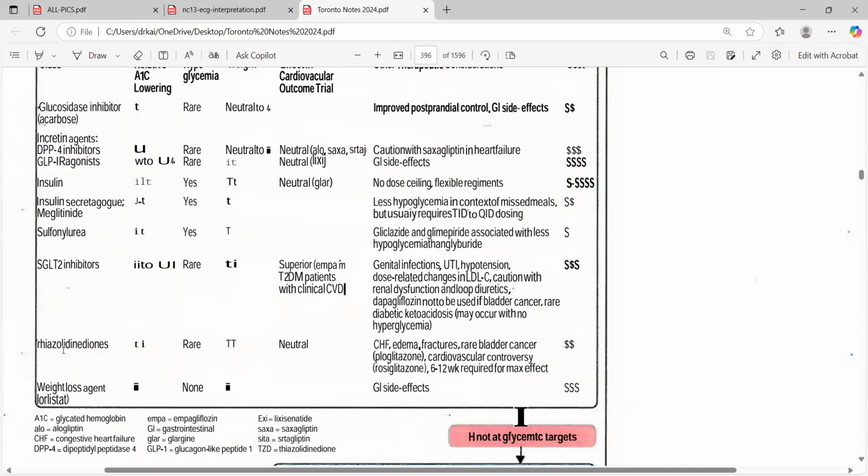Then the thiazolidinediones shouldn't be given in cardiovascular conditions. So what you need to remember is what medications can be given with a heart condition and what medications should be avoided. The medication that can be given is basically the SGLT2, and the thiazolidinediones should be avoided because they cause heart failure. But which one is the cost-effective one? The sulfonylurea, but it causes hypoglycemia. Otherwise, insulin, and GLP is one of the best ones and used a lot in Canada, okay? Because it has fewer side effects.